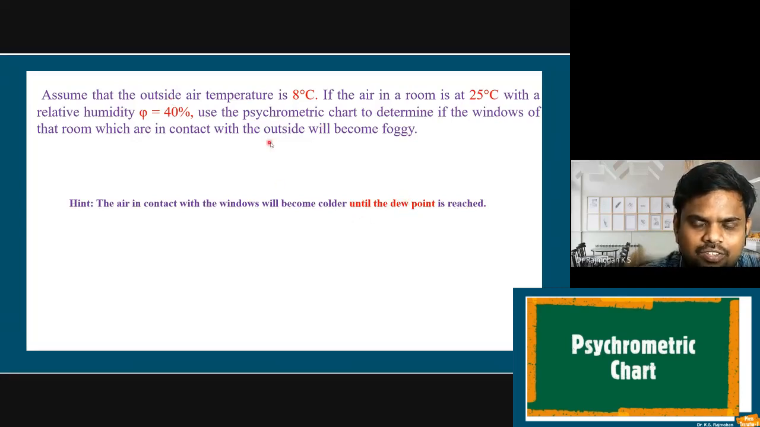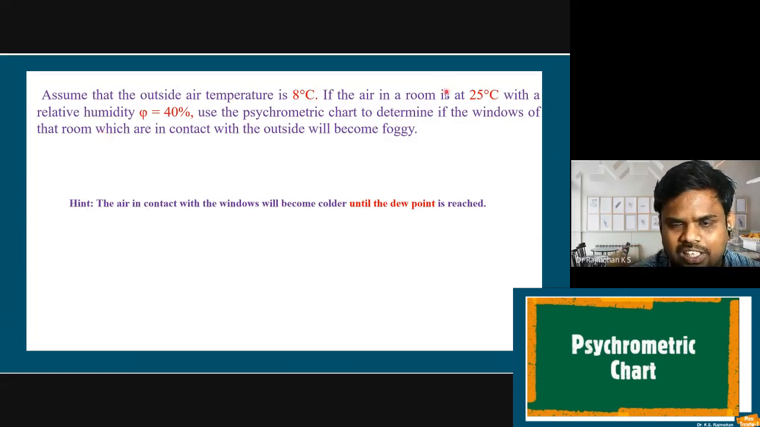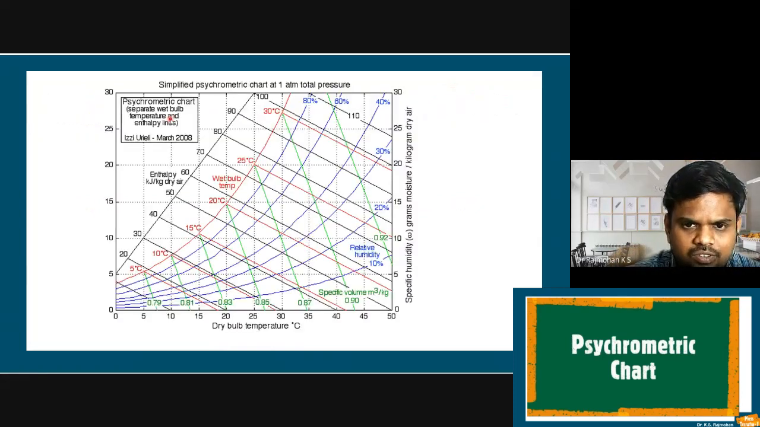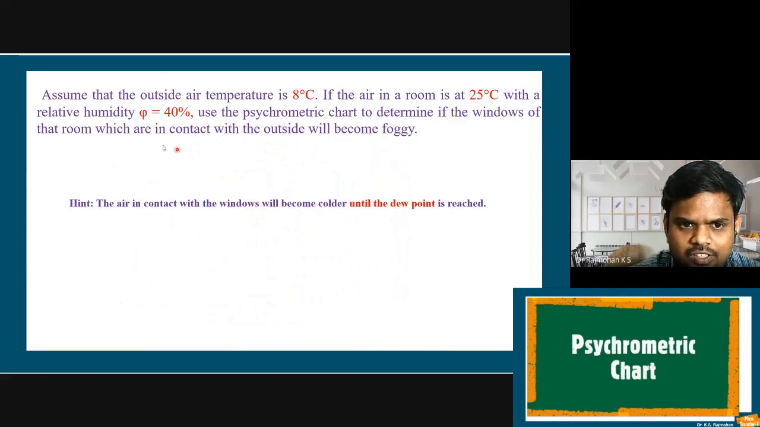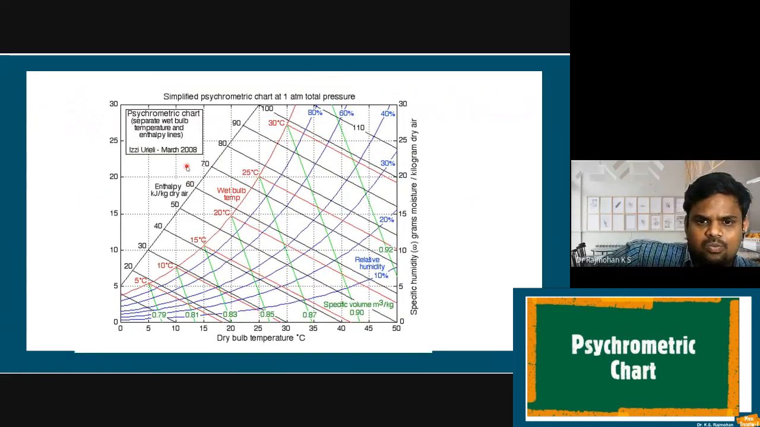Okay. So we need to see what the dew point temperature is, and as outside it is 8 degrees Celsius, whether fog will be formed or not. That is the question. Two data are required to use the psychrometric chart. We have 25 degrees Celsius and relative humidity of 40%. So go to this chart. In this, whatever data is given, that is 25 degrees Celsius and 40% relative humidity, mark those points.